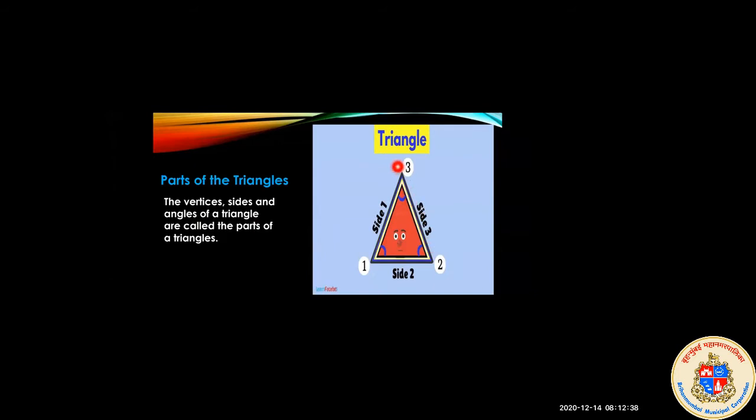Suppose I have given a name to this triangle, triangle ABC. So there will be angle A, angle B, angle C. Here 1, 2, 3 is given, so angle 1, angle 2, and angle 3. So the parts of the triangle are vertices, sides, and angles: 3 vertices, 3 sides, and 3 angles. We will learn more about it with examples.